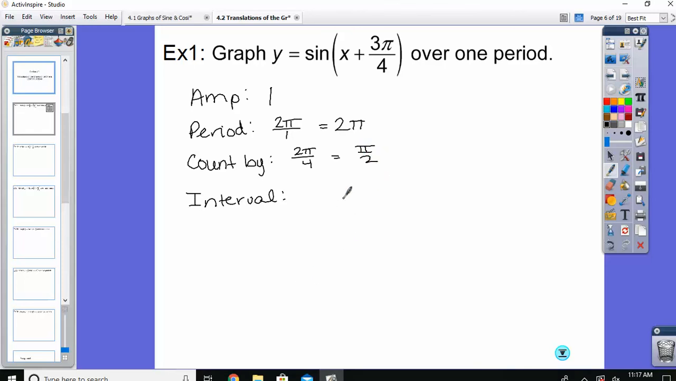Okay, new piece, the interval. What I want you to do is set it up. When we graphed the normal sine for the very first time, we started at 0 and ended at 2 pi. So for sine and cosine, we'll always set up our interval like this. It'll be from 0 to 2 pi. And in the middle, I want you to put this argument, the angle, the thing you're doing the sine of.